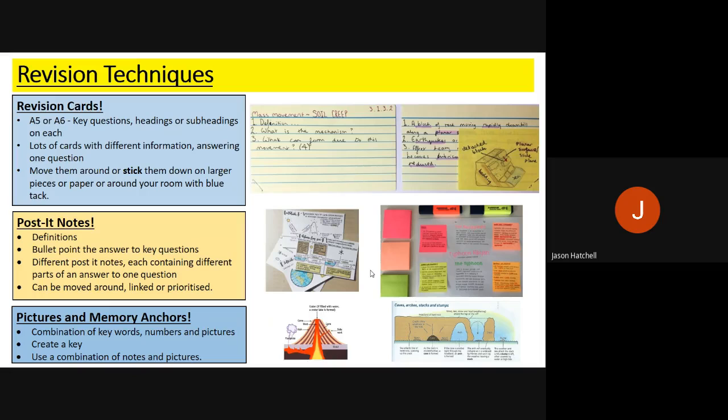And finally then, pictures, diagrams and memory anchors. These are a combination of keywords and numbers and pictures, etc. And for example, I've got just a diagram down here of a volcano that is a composite volcano, and it's fully labeled. And also there is a diagram here of caves, arches, stacks and stumps. And these types of diagrams and pictures do help you remember, and if you can remember what the picture looks like, you will more than likely be able to remember the processes and the steps that are involved in that specific bit of geography.